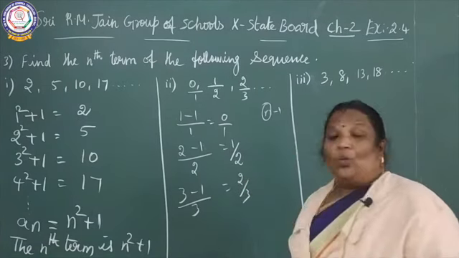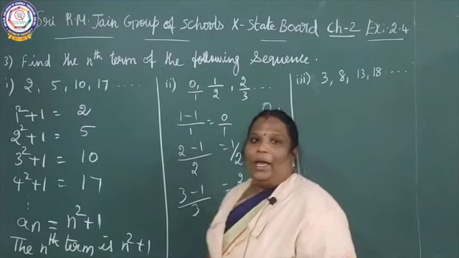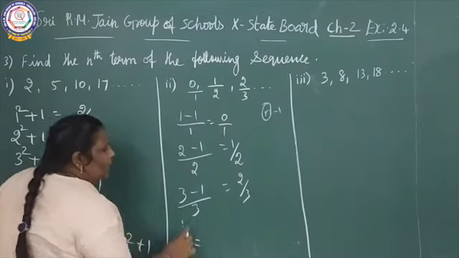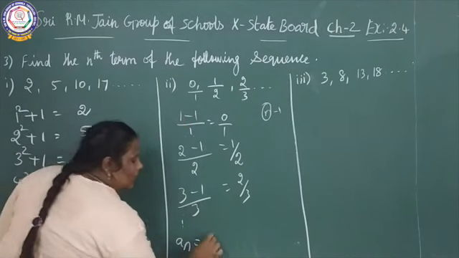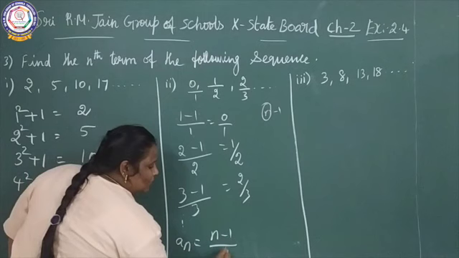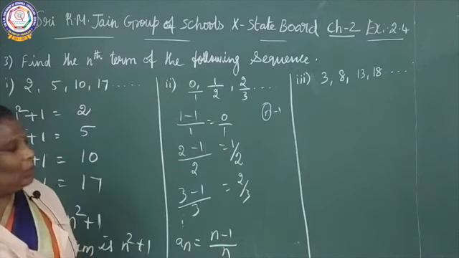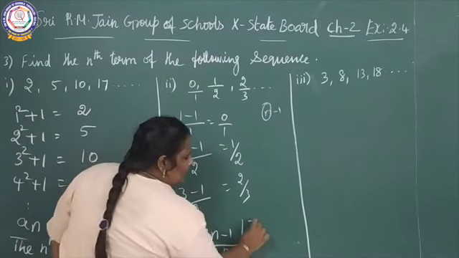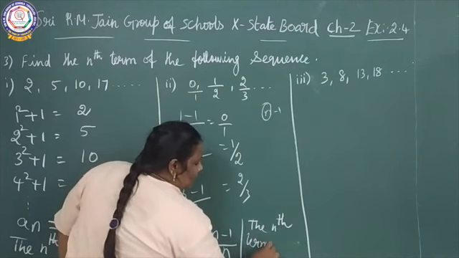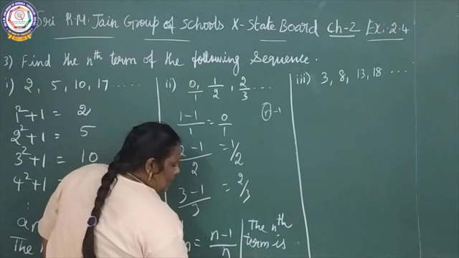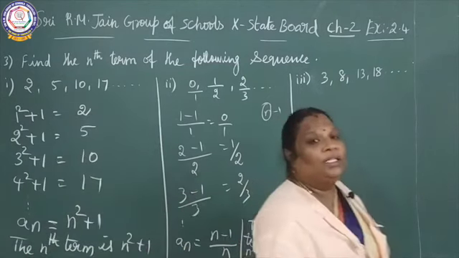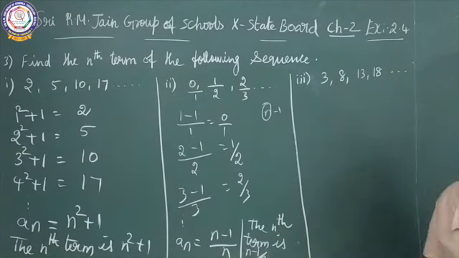It gives 2 by 3. So what is the n value? an equal to, it moves on like this. What is an? an equal to 1, 2, 3, that is n minus 1 by 1, 2, 3. Denominator is also what? n. So the nth term is n minus 1 by n.